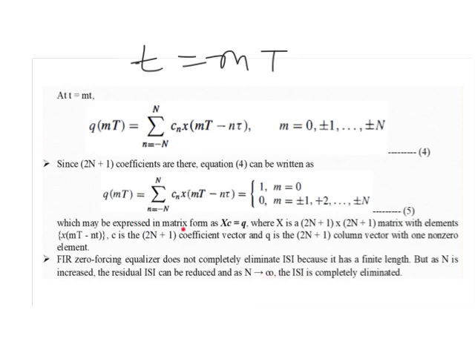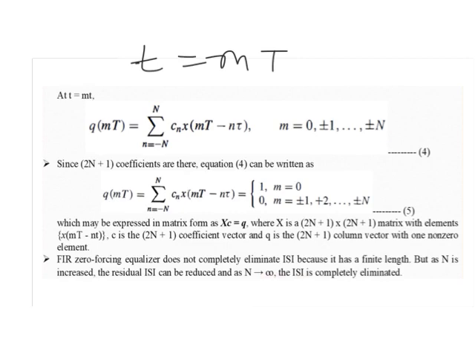Now this can be expressed in matrix form as capital X C is equal to Q, where capital X is a 2N plus 1 into 2N plus 1 matrix with elements x of mT minus nT, and small c is the 2N plus 1 coefficient vector, and Q is the 2N plus 1 column vector with one non-zero element.